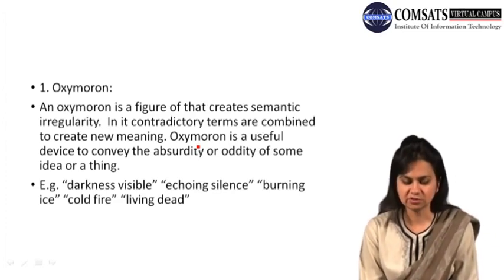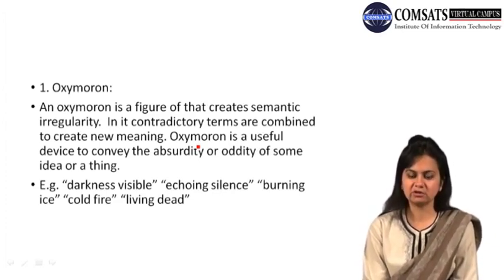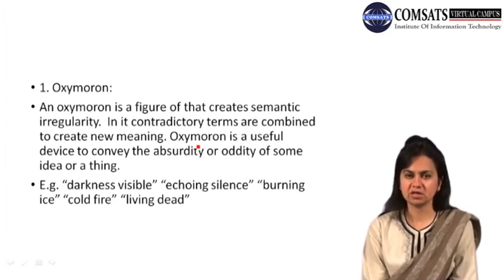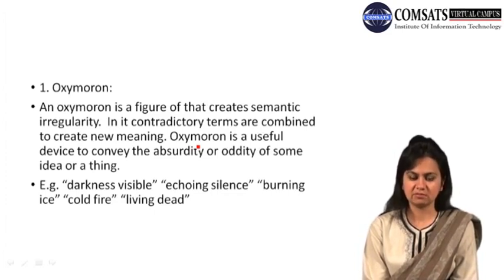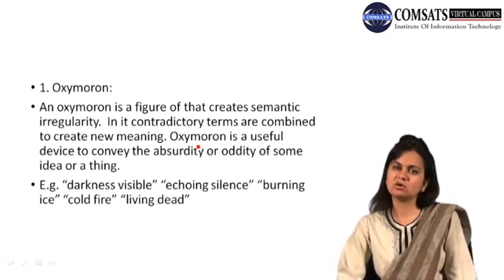Oxymoron is a useful device to convey the absurdity or oddity of some idea or thing. So when two odd or absurd things, things which cannot be matched or balanced, are to be conveyed, that imbalance, oddity, or mismatch of an idea is convincingly presented through oxymoron, because oxymoron is the combination of two opposite or very different words which otherwise may not have been accepted as possible to be joined. Observe these examples and you will understand what an oxymoron is.